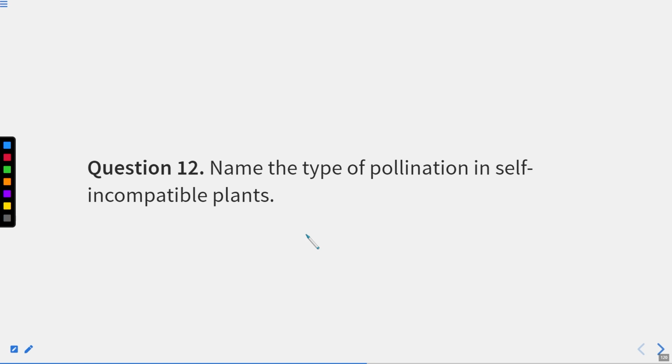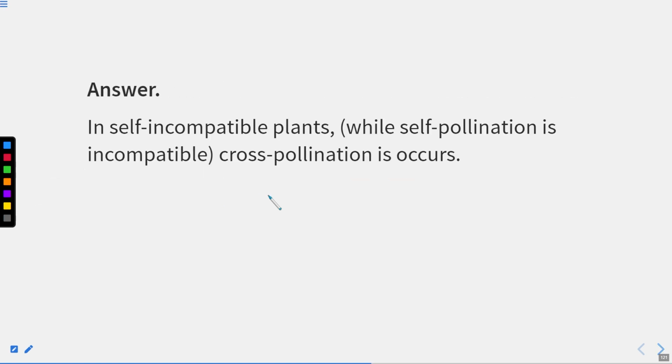Now let's talk about question number 12. Name the type of pollination in self-incompatible plants. Self-incompatibility we have already discussed. Now let's have a look at the answer. In self-incompatible plants, while self-pollination is prevented, cross-pollination will occur, obviously. This I've already told you.